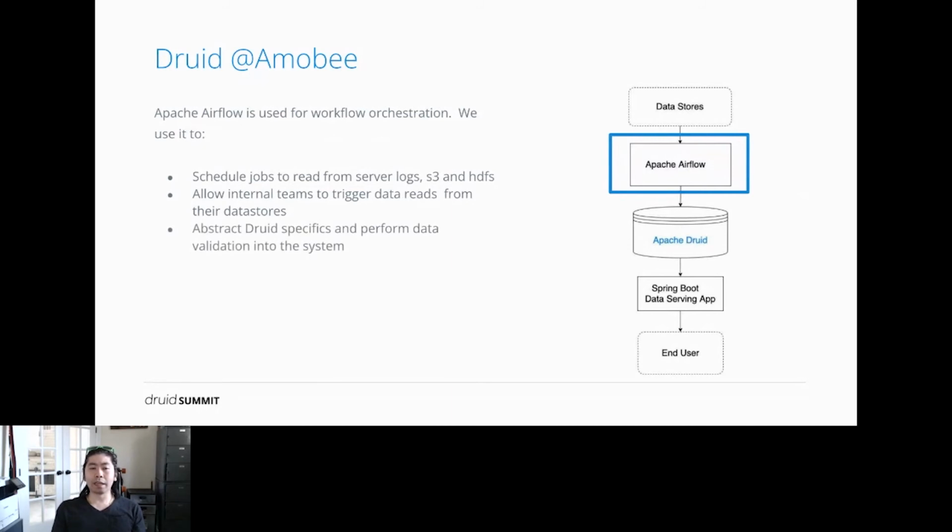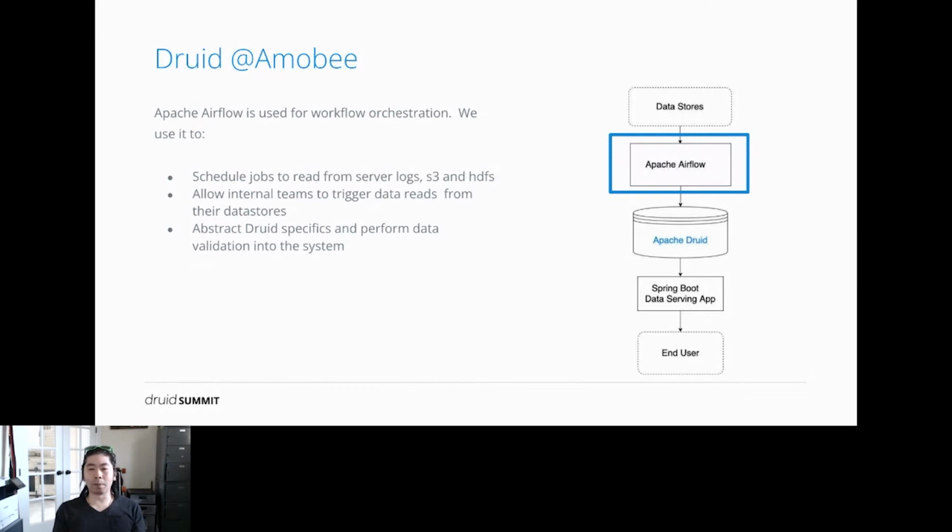In line with allowing other teams to trigger ingestion to Druid, we put an additional validation in Apache Airflow to make sure the data coming into Druid conforms to what we expect. We want to make sure the schema they're sending us matches the data they're actually giving us. We've run into a couple of cases where they would say, this data has 10 columns, and then we would look at it and it's actually 4 columns.